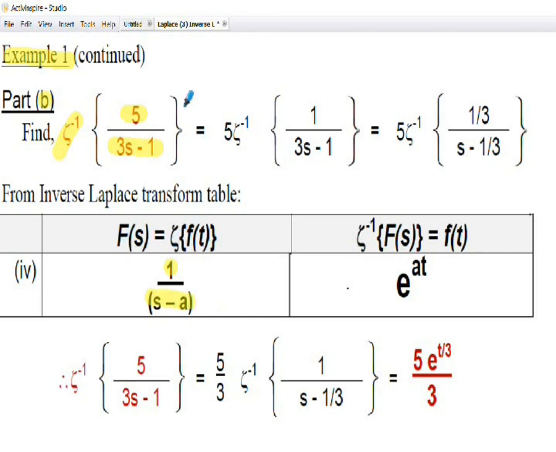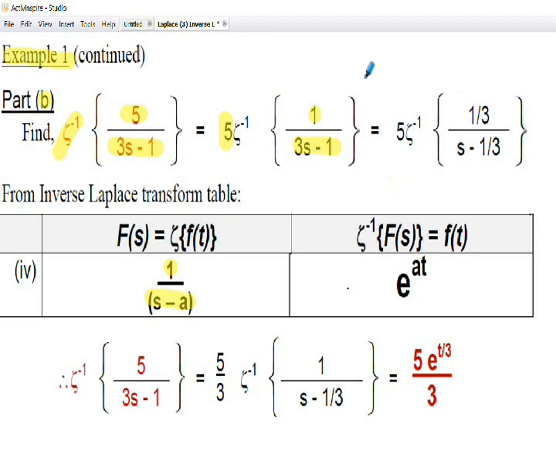If I was to take the 5 outside, because don't forget the 5 is a factor, just factoring out the function here, I can keep a 1 then on the numerator over the 3s minus 1. And again, I'm looking more similar to the 1 upon s minus a function. Little technique we use here to get the s on its own is to divide each of the terms in the numerator and denominator by 3. This will then allow us to have an s function, not a 3s function on the bottom line.